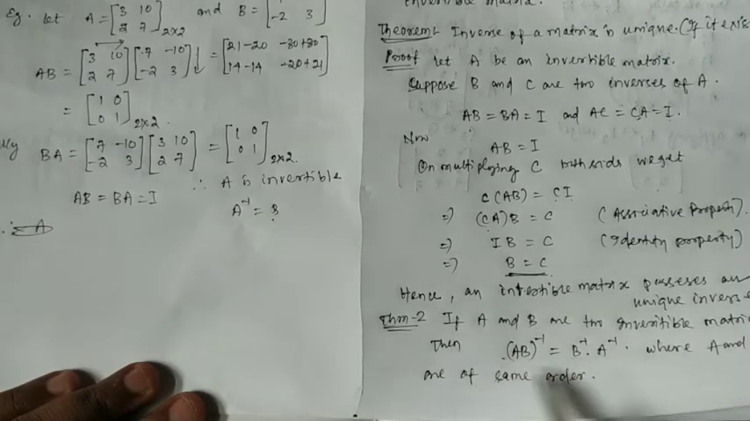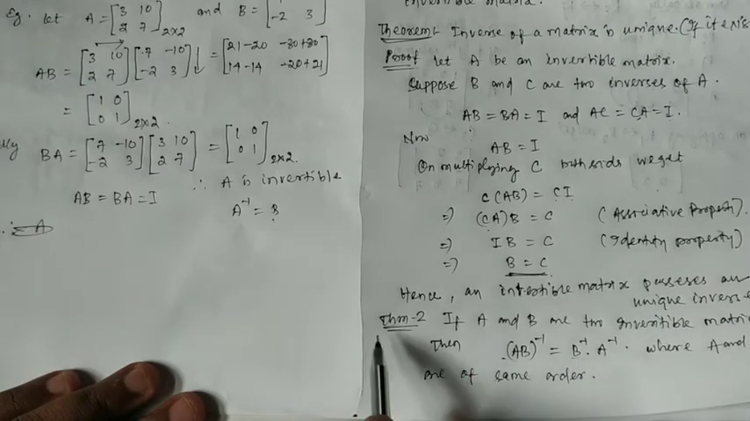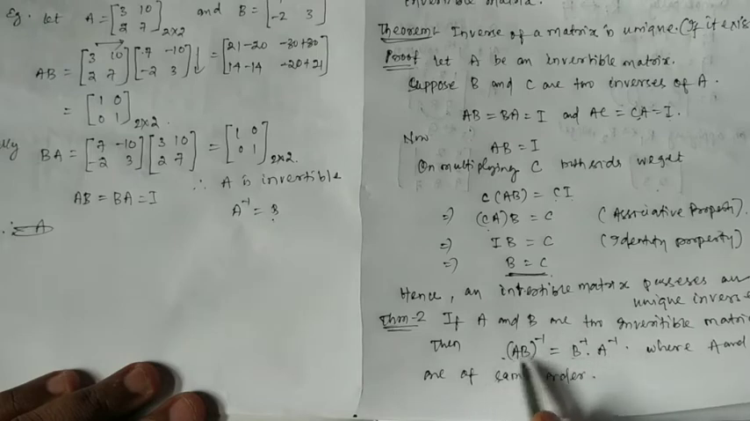The proof of this theorem is not required for 12th level students. Just remember that the inverse of the product AB equals B inverse times A inverse.